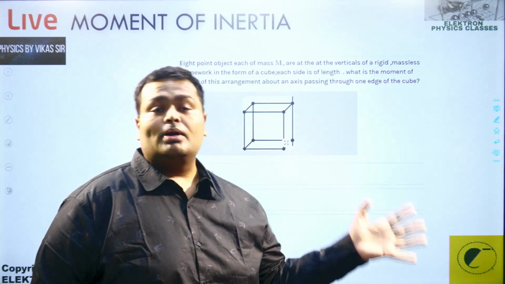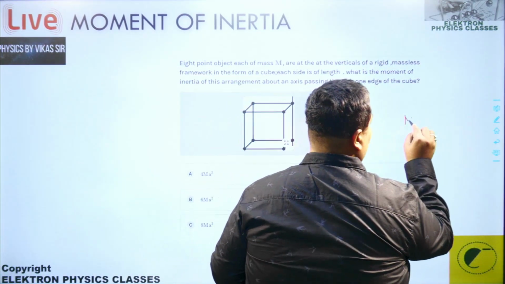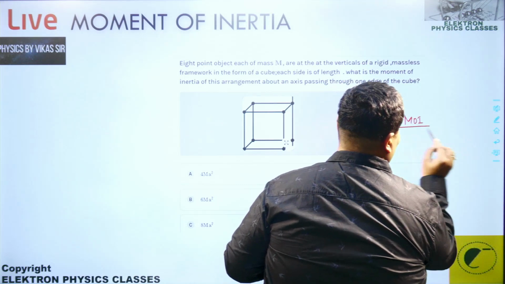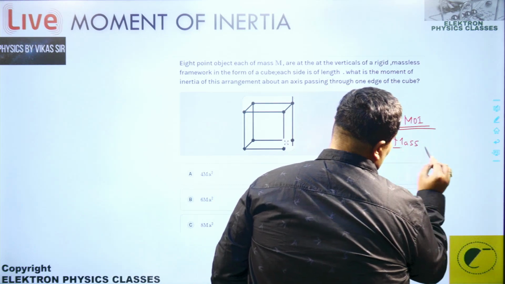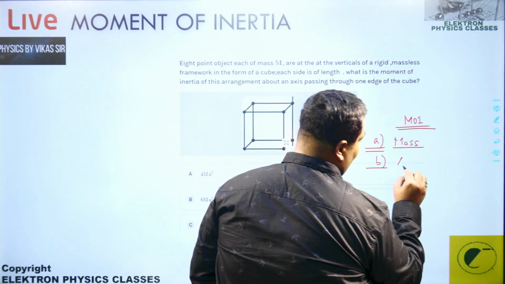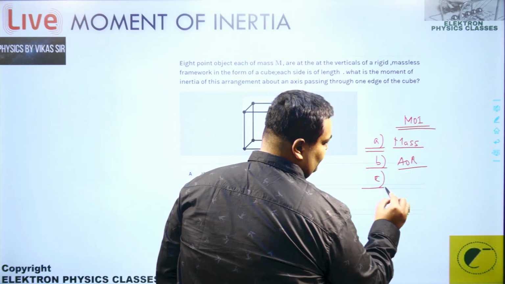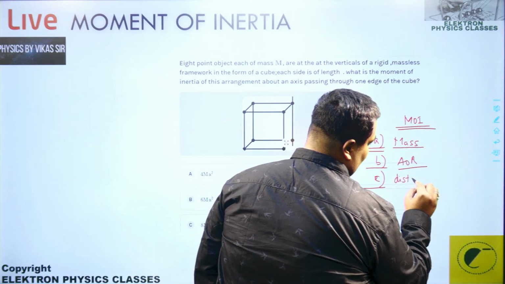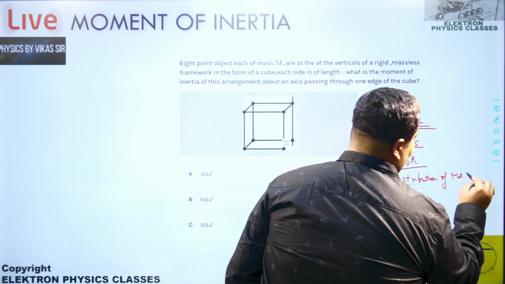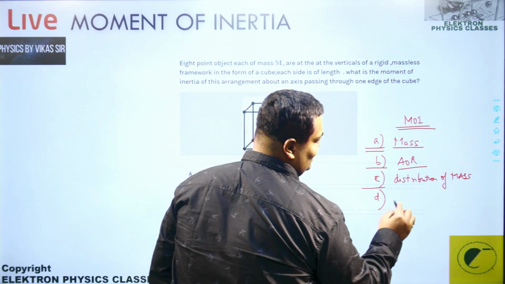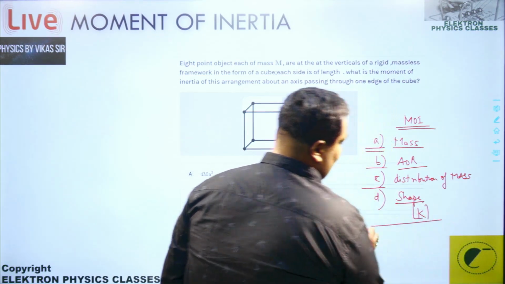We did the moment of inertia yesterday. We said that the moment of inertia depends upon some factors. The first of which was the mass. The second was the axis of rotation. The third was the distribution of mass. And we said very concretely about the shape factor, which is K, the radius of gyration.